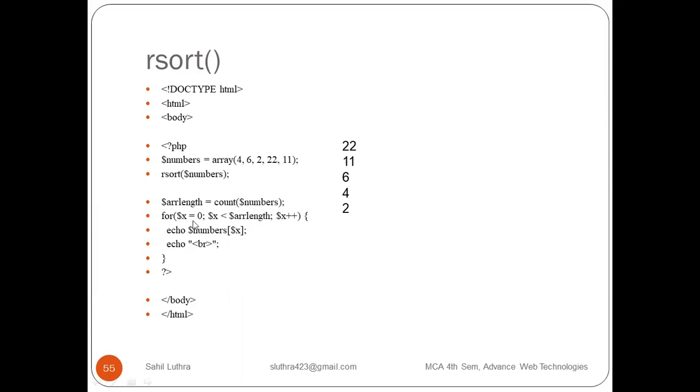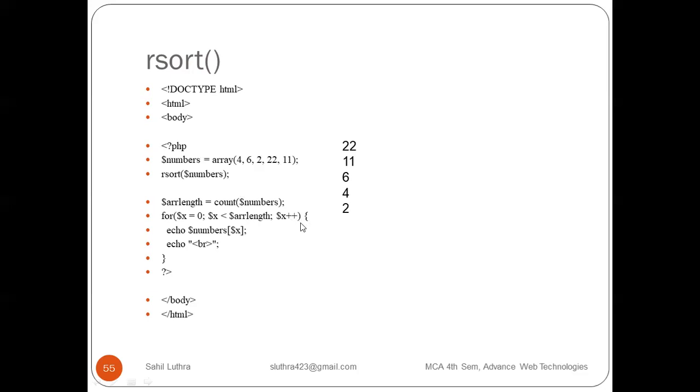Five values will be counted. After counting the values, the next step is we are using a for loop. Our for loop will start from 0, and here we are going to assign the value dollar x equals to 0. First of all, we are assigning the value. After that, dollar x is less than dollar ar length. What does it mean? It will run till the array length is reached. After that, it is going to increment one by one.